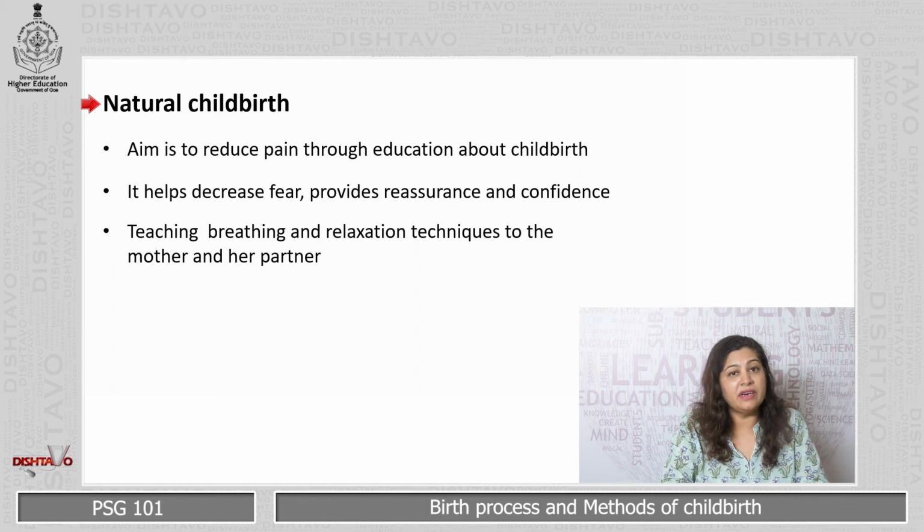The second method of childbirth is called natural childbirth. The aim of natural childbirth is to reduce the pain through education about childbirth. The objective is to help decrease the fear, and to provide reassurance and confidence to the pregnant woman. She is taught breathing and relaxation techniques along with a partner who assists during the childbirth process.